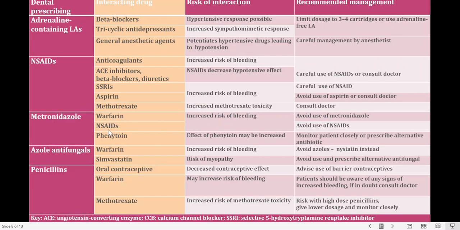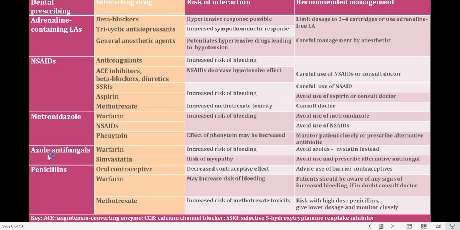Metronidazole also interacts with NSAIDs, leading to increased risk of bleeding, and it interacts with phenytoin, potentiating the effect of phenytoin. Therefore, the patient should be monitored closely if another antibiotic is not prescribed.